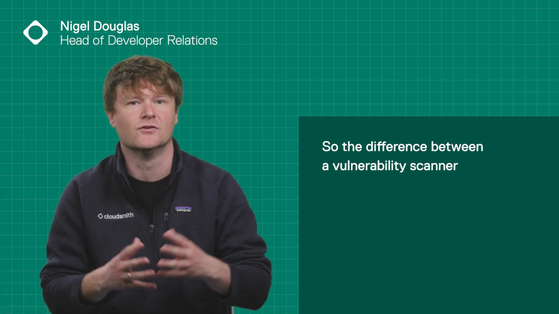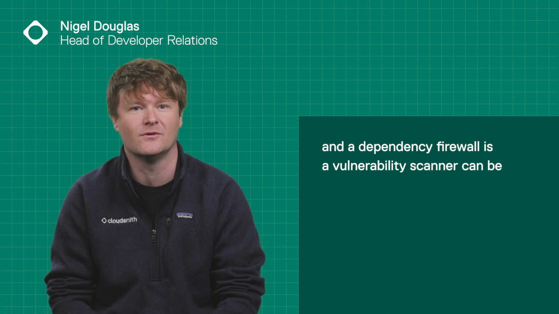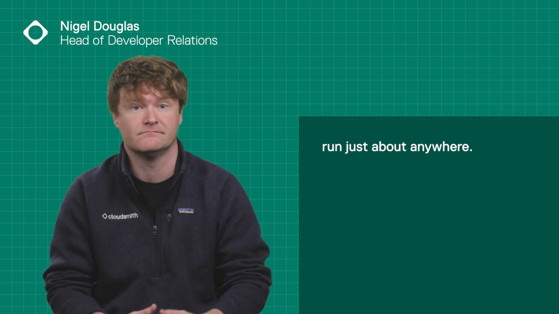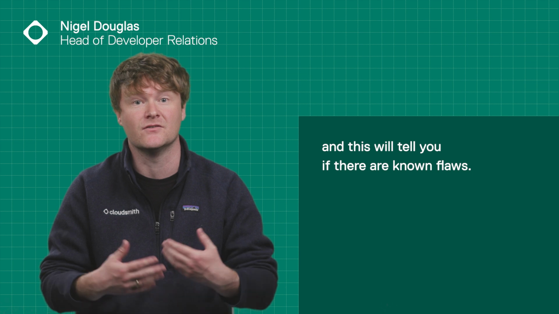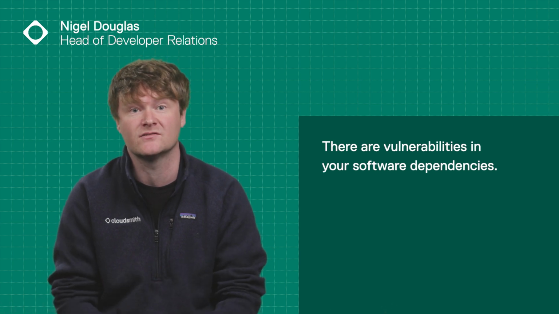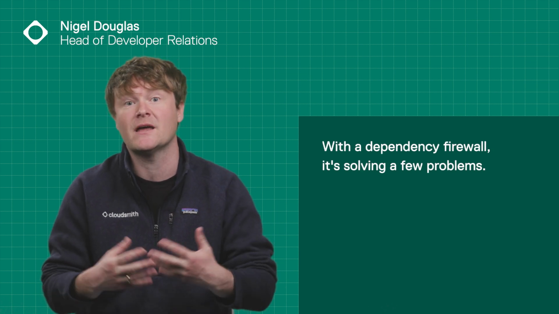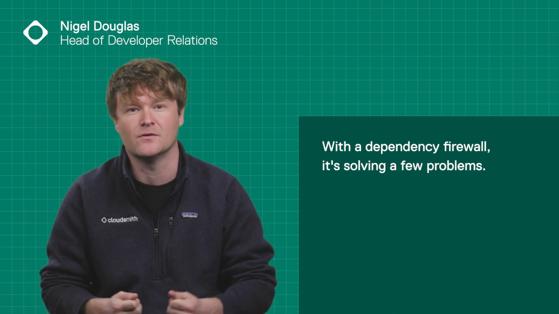So the difference between a vulnerability scanner and a dependency firewall is, a vulnerability scanner can be run just about anywhere. You can run it on the edge, you can run it in your CLI, and this will tell you if there are known flaws or vulnerabilities in your software dependencies. With a dependency firewall, it's solving a few problems.